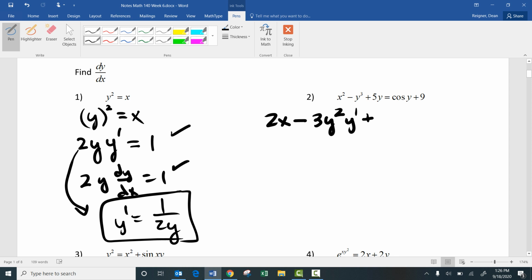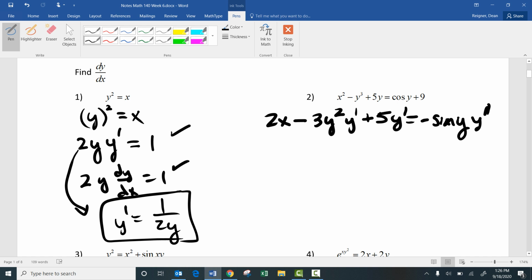The derivative of 5x was 5. But now the derivative of 5y is 5. You bring the 5 along, and then the derivative of y is y prime. Equals, the derivative of cosine is negative sine. The angle stays the same. And then we have to take the derivative of the angle. The y is the angle, so the derivative of y is y prime. Okay? Derivative of 9 is 0. So we don't have anything.